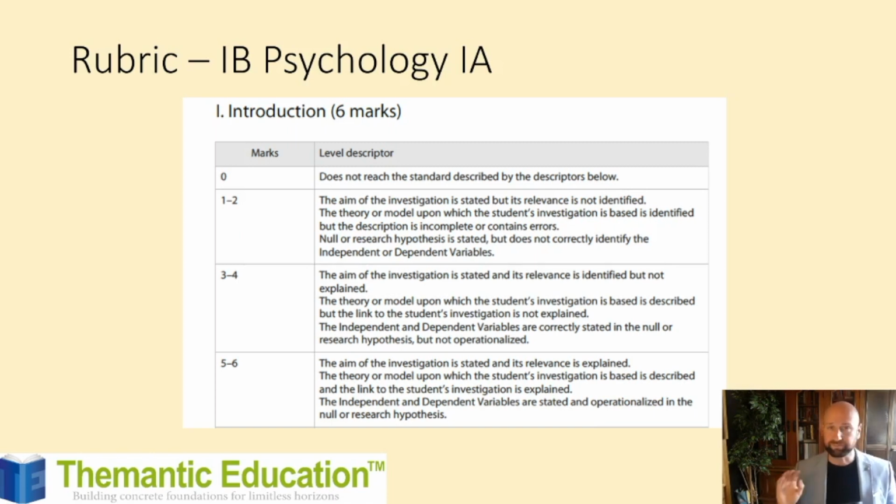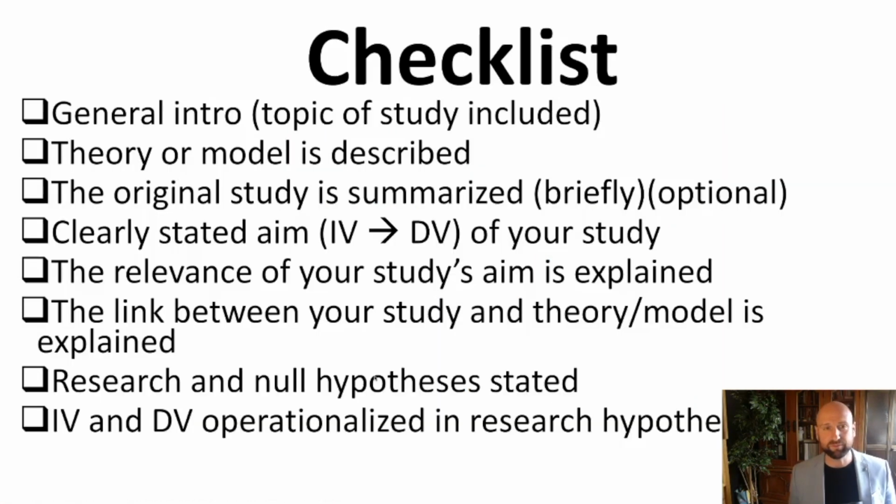All right, so if you want to score top marks, get a 6 out of 6 for your introduction for your IA, make sure you do these things, right, and you don't make those mistakes. All right, so I hope that was helpful. Here's a checklist that you might want to use. You can pause this video as you're writing. Again, a whole checklist is included in the IA Teacher Support Pack.